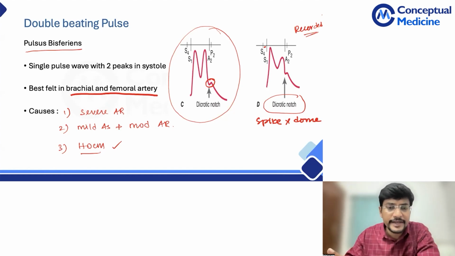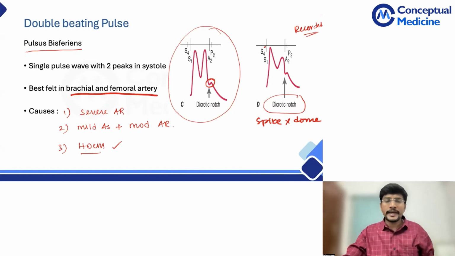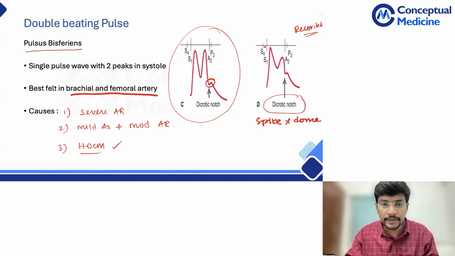So pulsus bisferiens means two pulses in systole. It can be seen in severe AR, or mild AS with moderate AR, or in HOCM. HOCM is specifically called the spike and dome pattern of pulse. This is because of a higher first peak and a smaller second peak. Okay, clear guys?